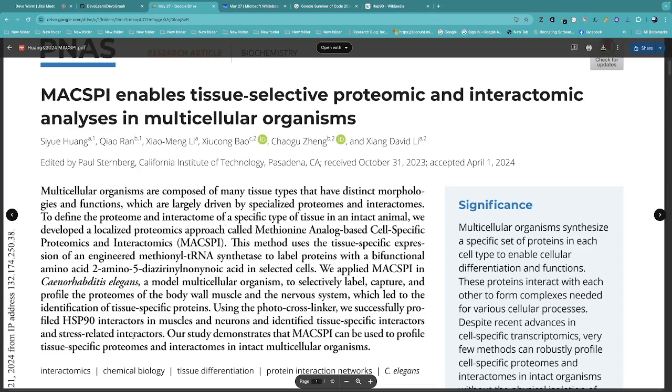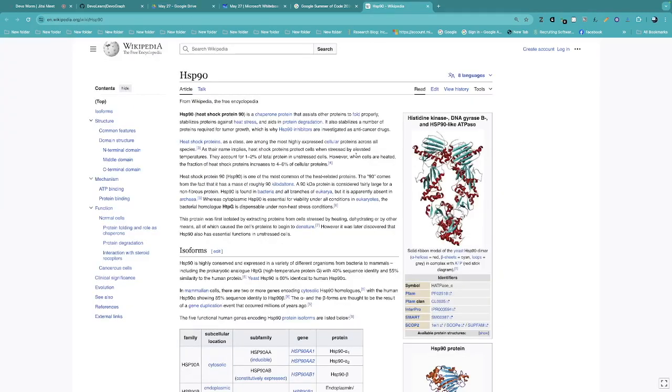Our study demonstrates that MACSPI can be used to profile tissue-specific proteomes and interactomes in intact multicellular organisms, and so they're using C. elegans as a way to characterize this. We know the cells, we know what they do, and we know the stress-related response. Now, there's this thing called HSP90, and this is the Wikipedia page for HSP90.